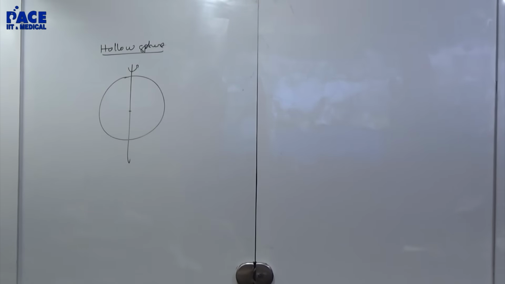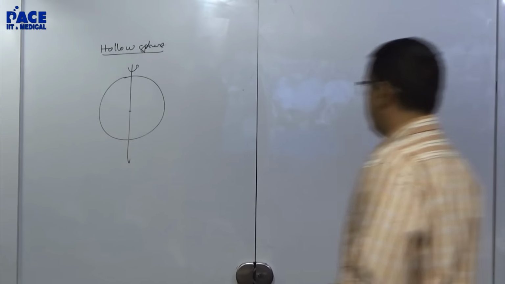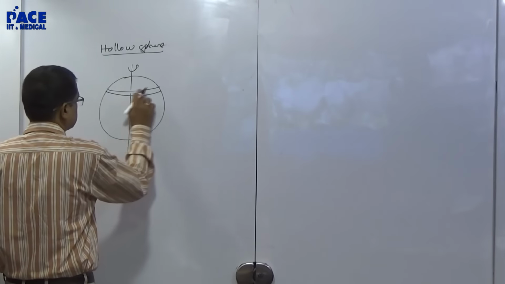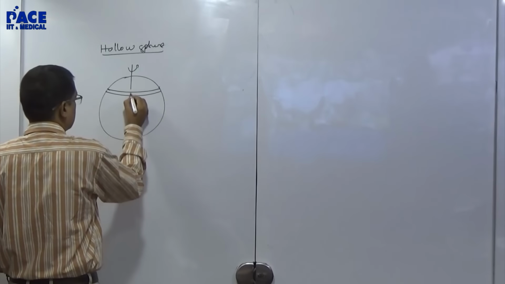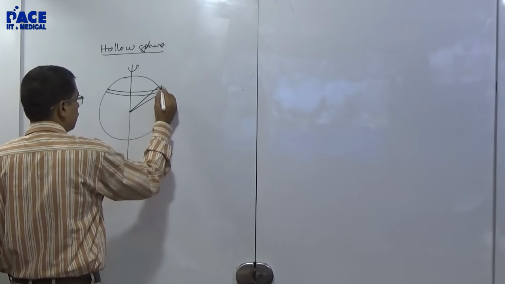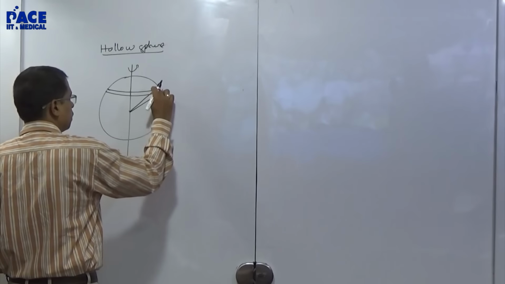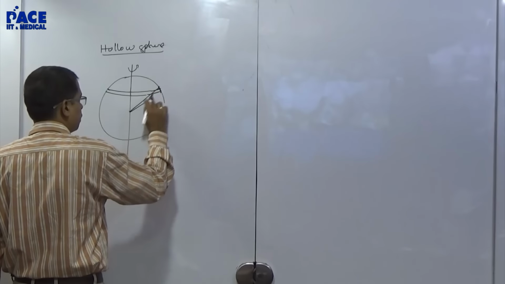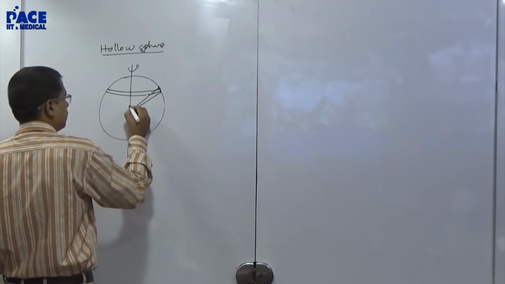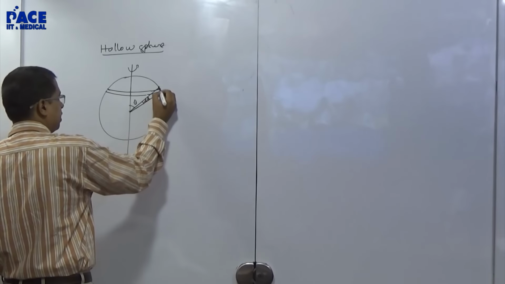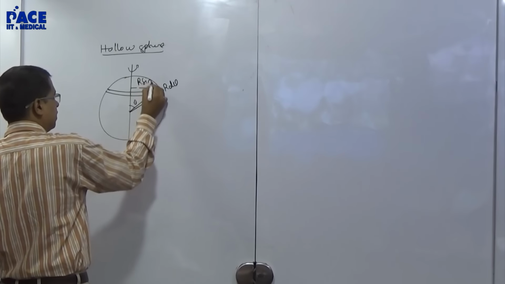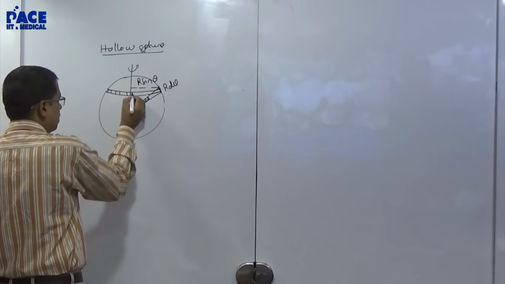What do you want to get? For a hollow sphere, you will consider a ring only. The element that you consider will be this. This will be theta, this will be d theta. This thickness is r d theta. The radius of the ring is r sin theta. You will be considering this elemental ring.